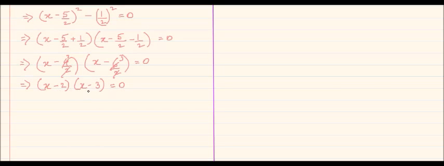Now since the product of these two is equal to 0, therefore either x minus 2 is equal to 0 or x minus 3 equal to 0. So we write either x minus 2 equal to 0 implies x equal to 2, or x minus 3 equal to 0 implies x equal to 3, right?